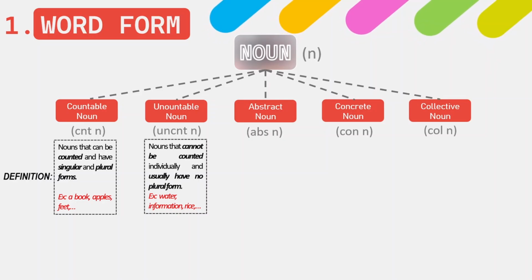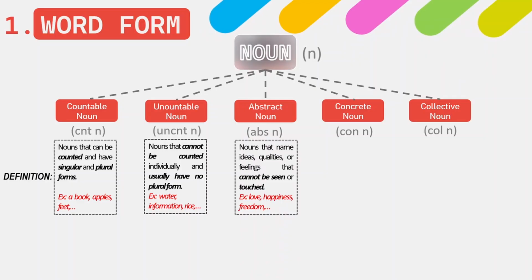The third one is abstract nouns. Abstract nouns refer to ideas, emotions, qualities, states, or concepts that cannot be perceived by the 5 senses: sight, hearing, touch, taste, and smell. They can be counted or uncountable depending on context. For example, love, happiness, and freedom.